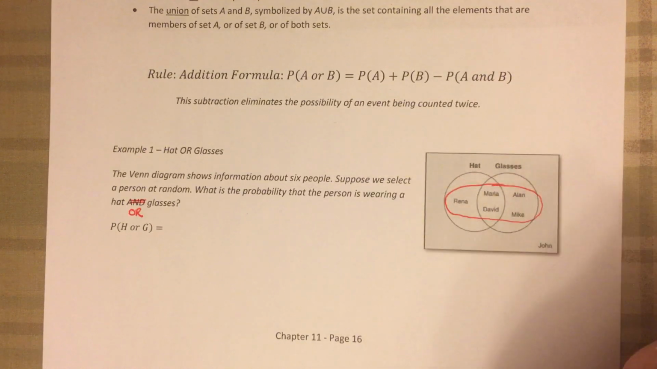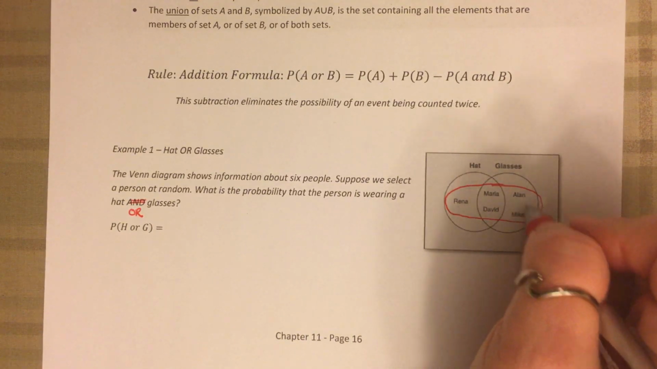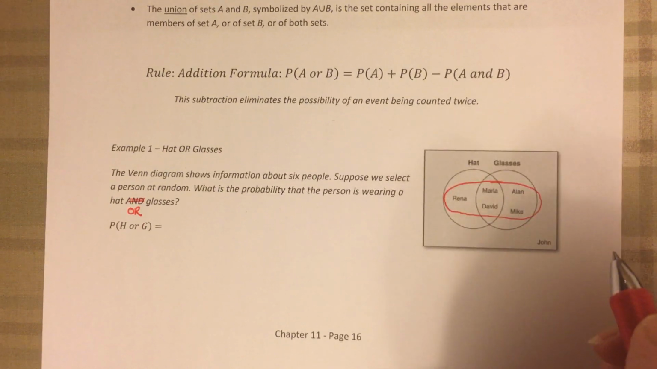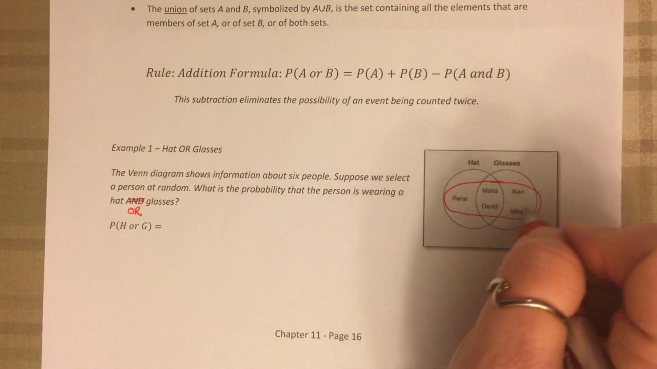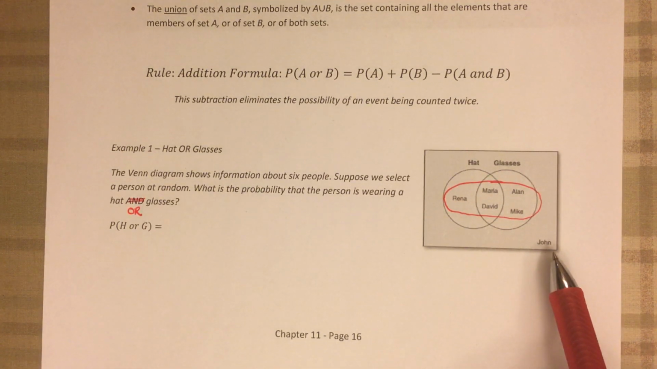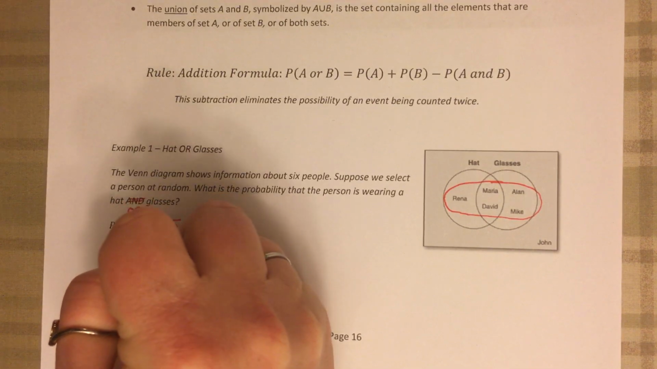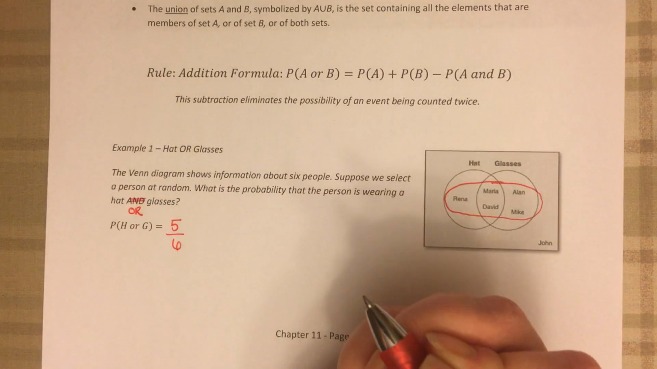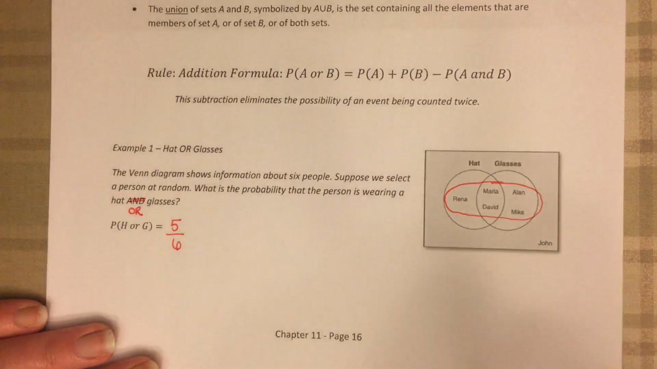Thinking about our Venn diagram, that means we want anybody that's in here. Hat or glasses means they could be wearing a hat, as on the left, glasses as on the right, or both as in the middle. If we're looking at this, we have a total of 5 people in there. Notice that we do have one person outside, in our universal set. So our probability of a hat or glasses is going to be 5 out of 6. So or means everybody that's inside our Venn diagram.